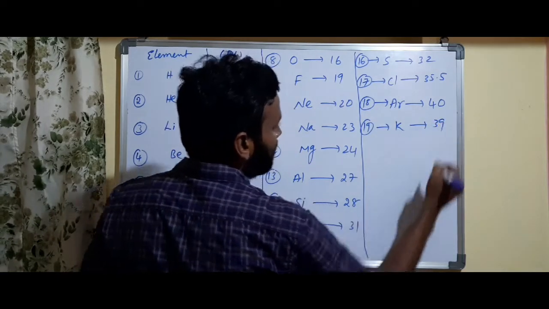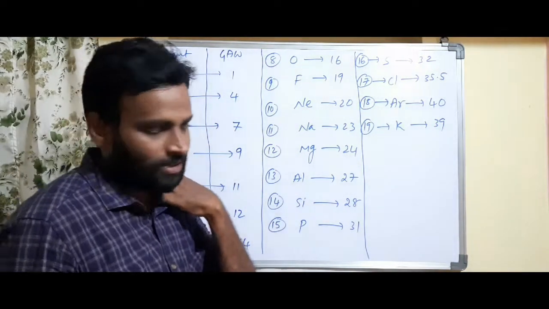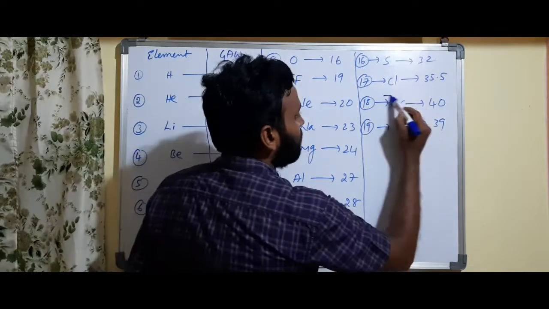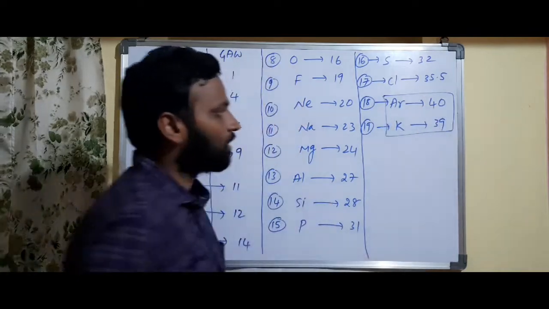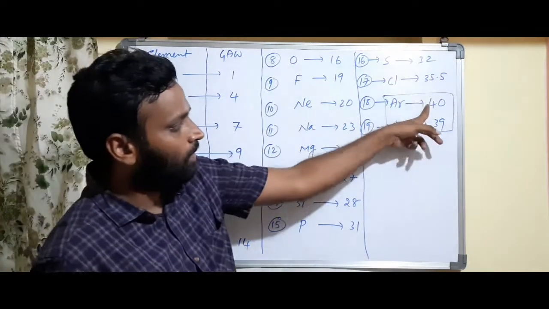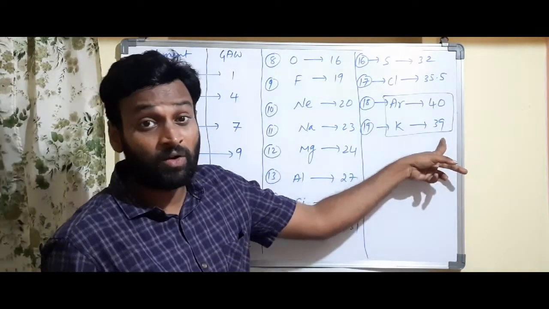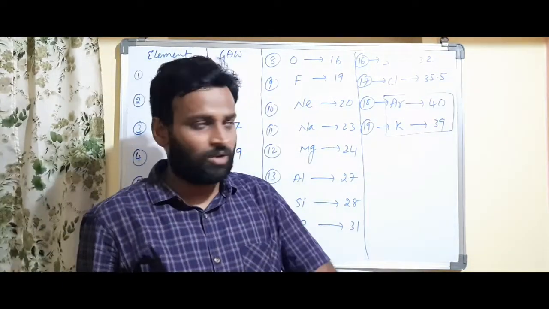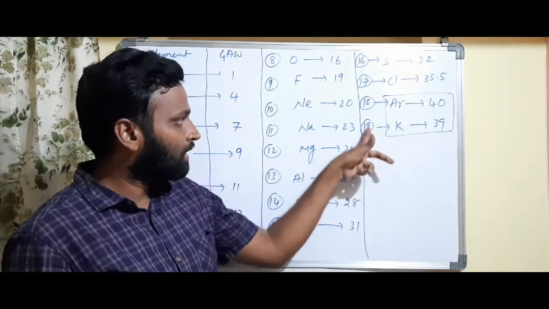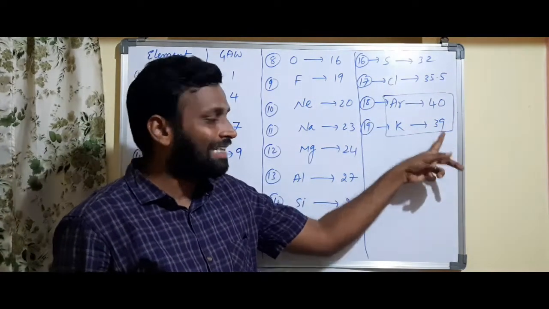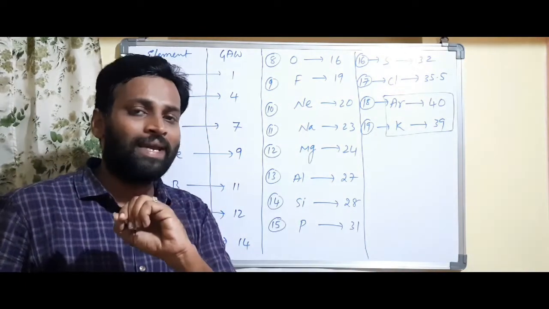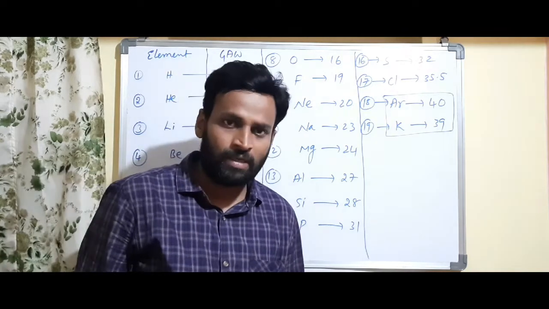Next, 19 is who? Potassium is 39. See, here you have one exception. Everywhere the atomic weight is increasing, but if you observe these two, argon 40, potassium 39, here it is decreasing. These are called inverted pairs. They have somewhat of a decrease in atomic weight. Atomic number increases, but atomic weight decreases. So these pairs they'll ask you: which of the following pairs is an inverted pair?